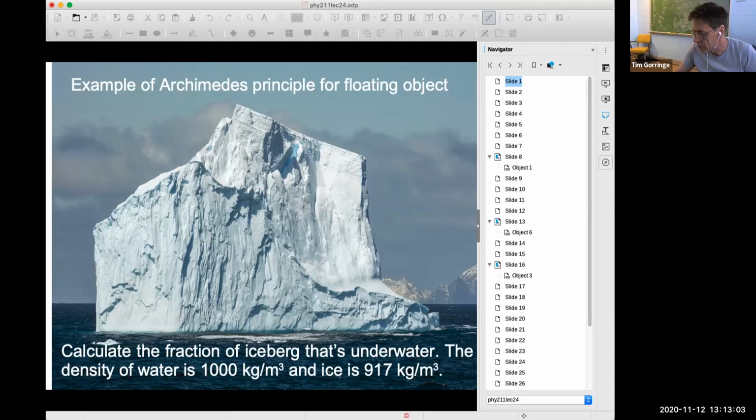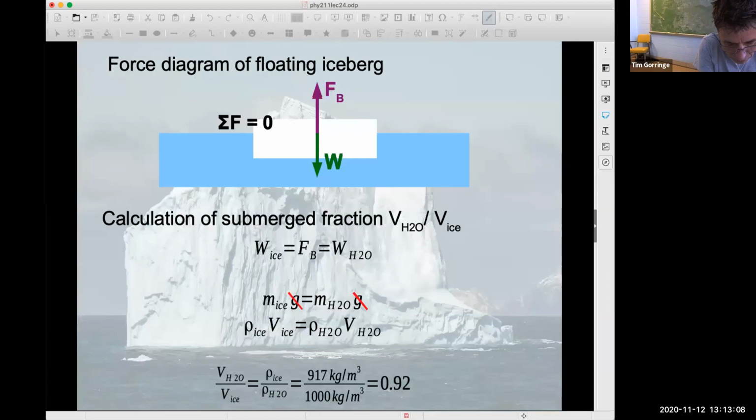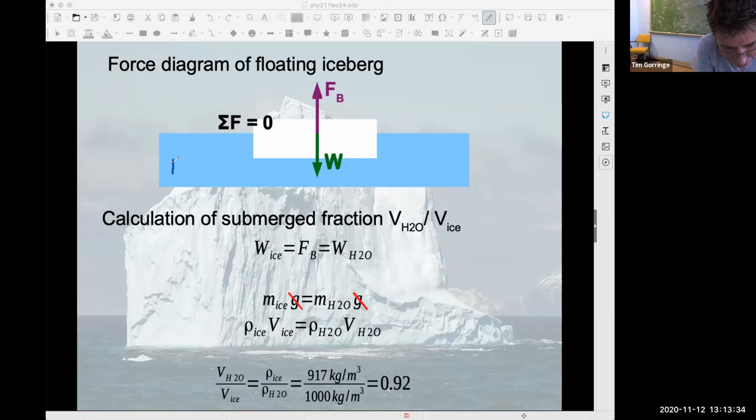So let's try and do that. And so here's the calculation. Actually, here's a diagram of the forces, what's going on from a force perspective, and also the calculation, what's going on from the calculation perspective. So upstairs, in blue, here's the water, and in white, here's the ice. And the ice is floating in the water.